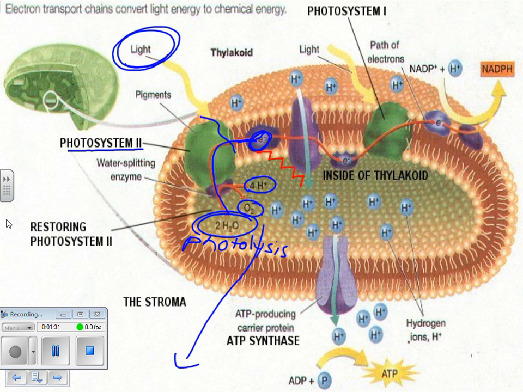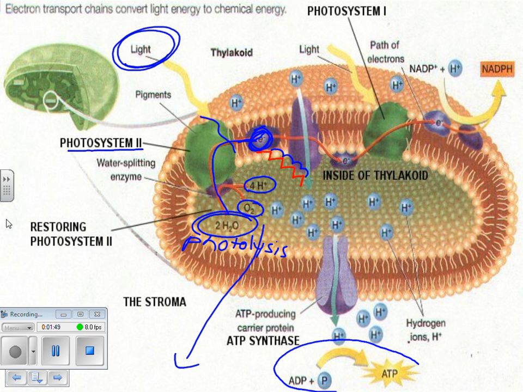When the electron tumbles down these stairs, it's providing energy that's needed to make ATP. So at this point, it's full of a lot of potential energy. When it starts moving through the photosystem, it's releasing this energy.